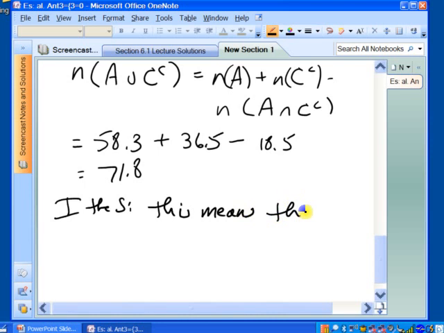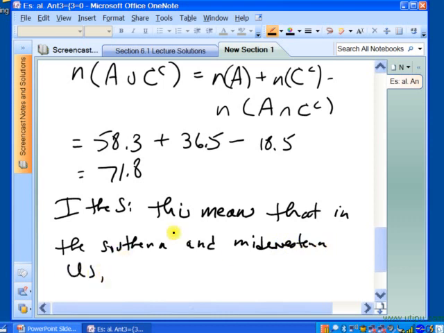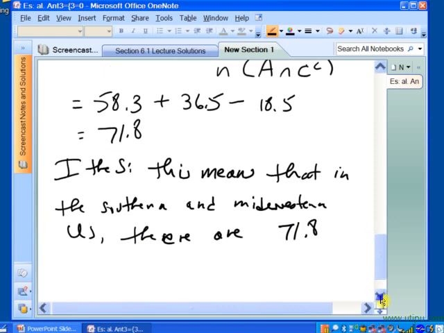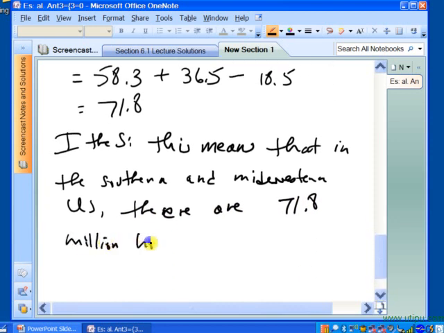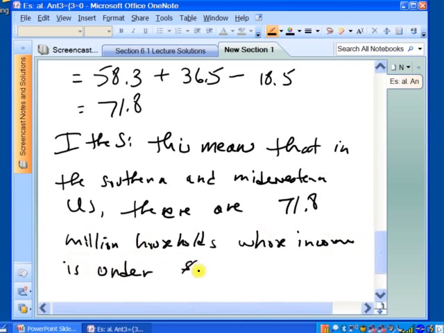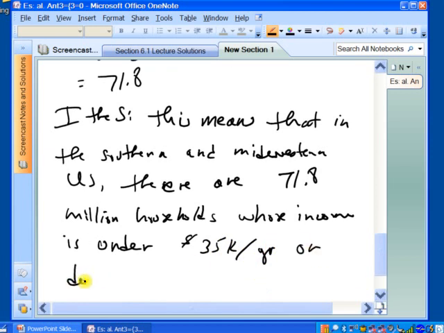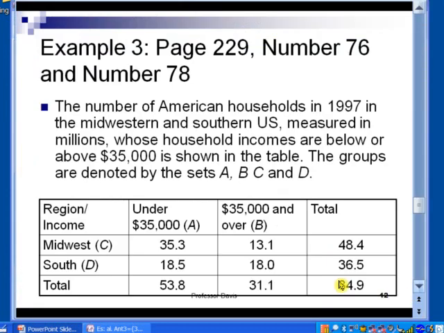So this means that in the southern and midwestern U.S., there are 71.8 million households whose income is under $35,000 per year, or do not live in the Midwest. And that's where this idea of the complement comes into play.